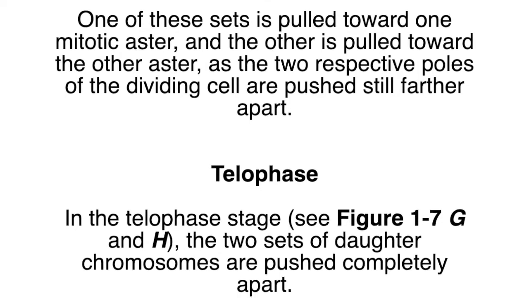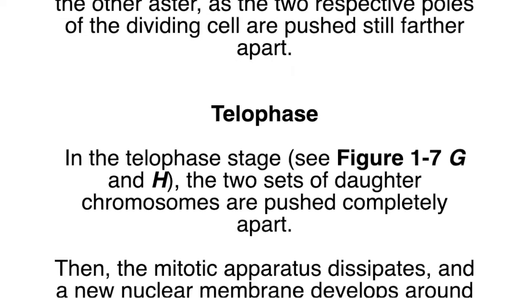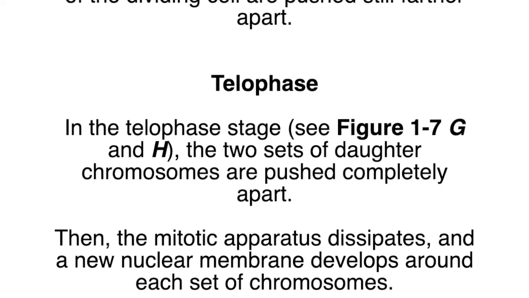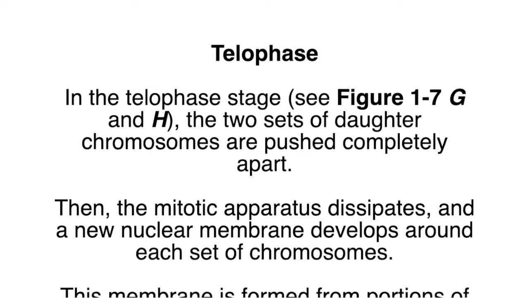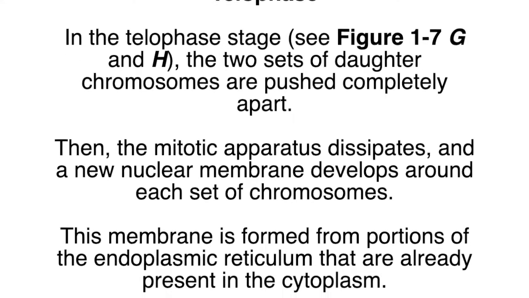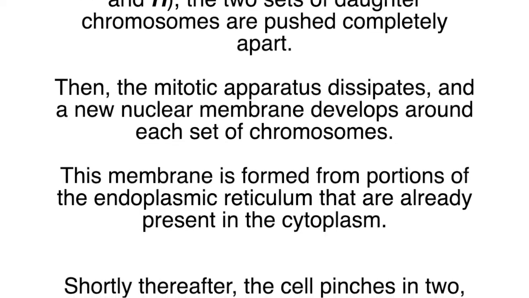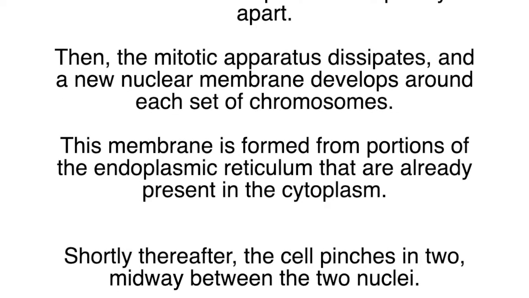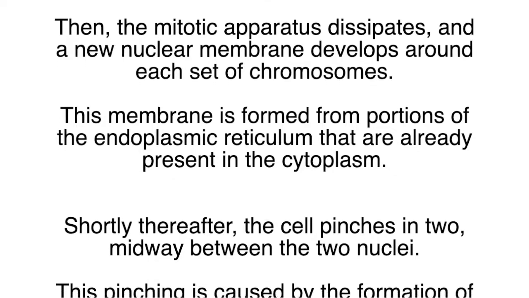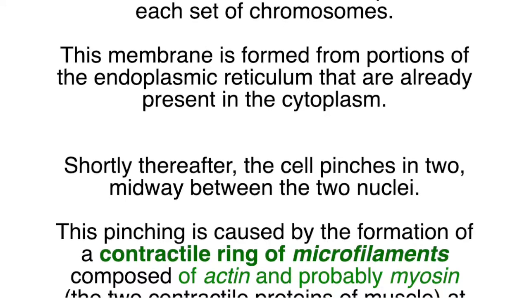Telophase. In the telophase stage, see figure 1.7 G and H, the two sets of daughter chromosomes are pushed completely apart. Then the mitotic apparatus dissipates and a new nuclear membrane develops around each set of chromosomes. This membrane is formed from portions of the endoplasmic reticulum that are already present in the cytoplasm.